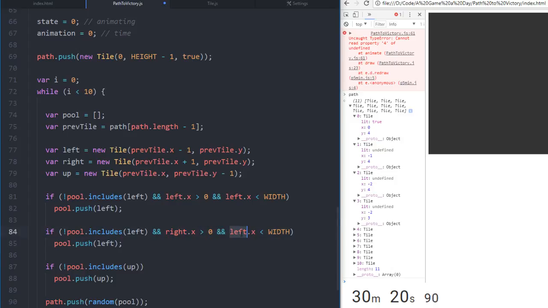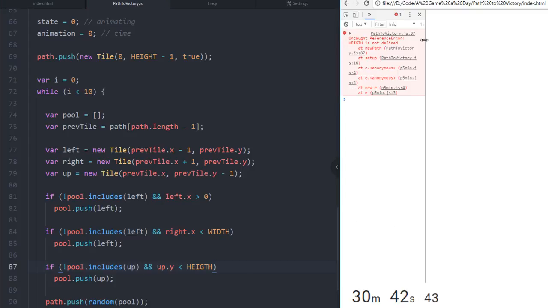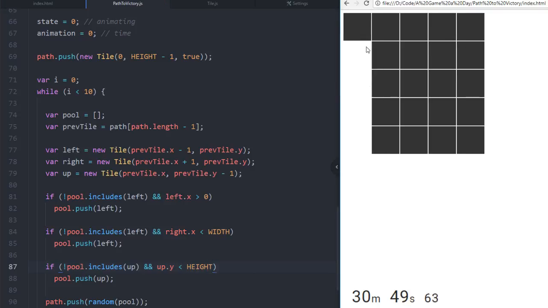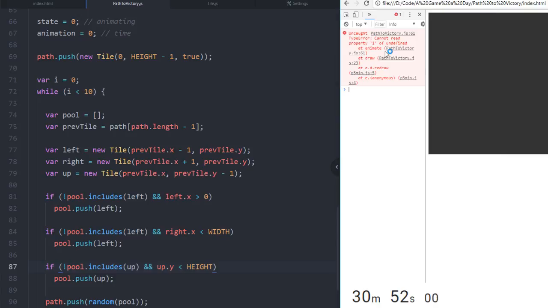Right. Well, we don't really need to, so if we move left, it can't be that way, and if we move right, it can't be this way. It can only be that way. Okay. And up.y is less than height. So that's that. Height. I always mess that up. Okay. Nope. One of undefined. Let's look at this.